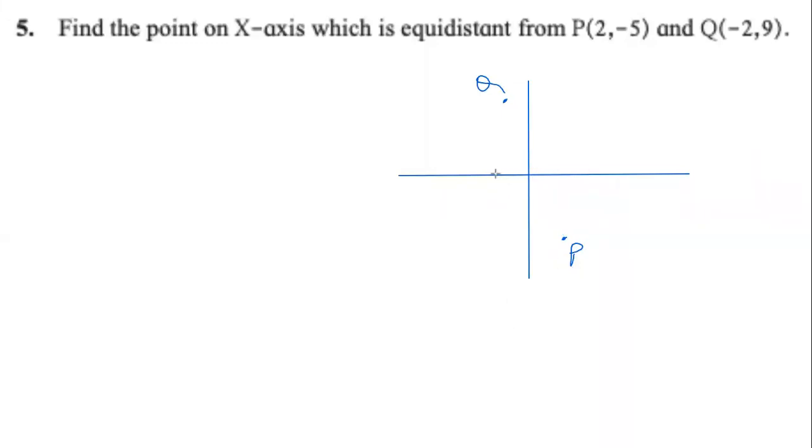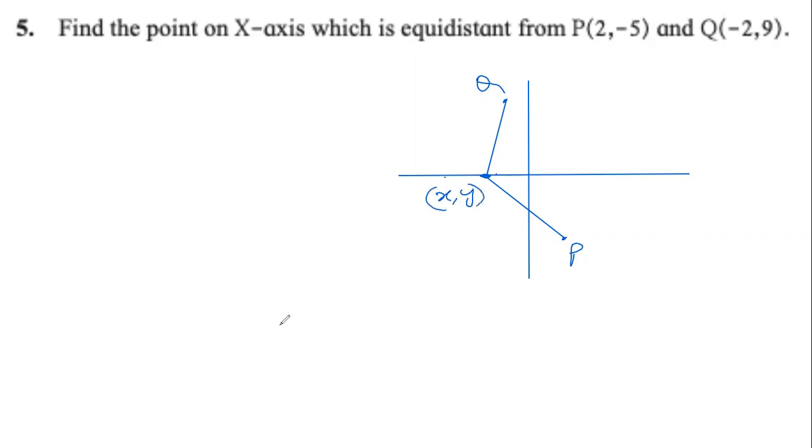Somewhere, suppose the point is here. We need to find such a point that it is equidistant from these 2 points. That means this distance and this distance are the same. So we will say let the coordinates be x comma y.